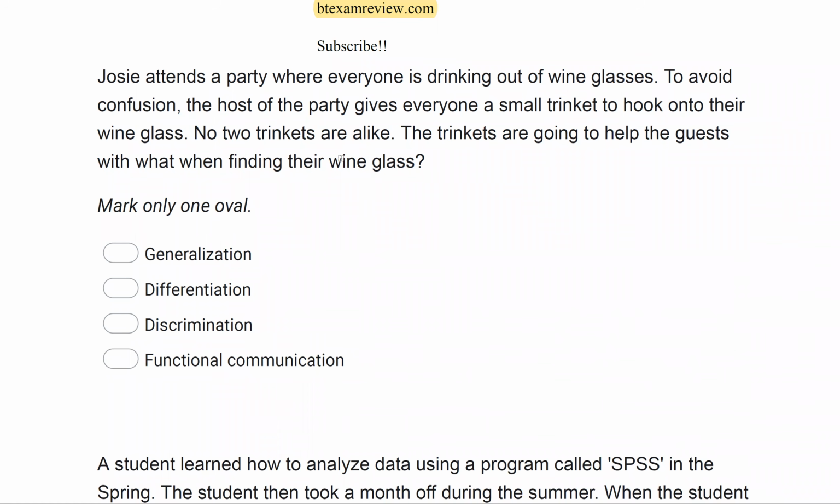Josie attends a party where everyone is drinking out of wine glasses. To avoid confusion, the host of the party gives everyone a small trinket to hook onto their wine glass. No two trinkets are alike. The trinkets are going to help the guest with what when finding their wine glass?